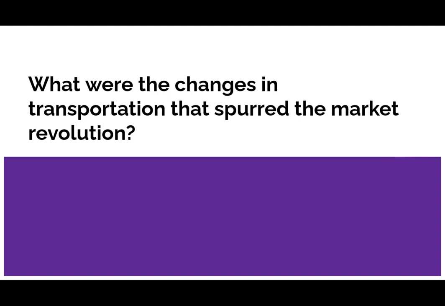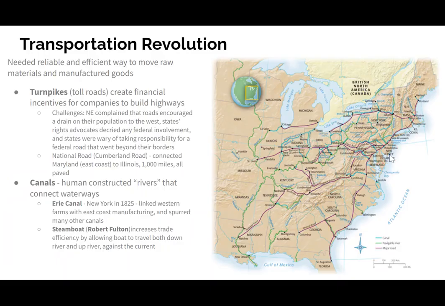Okay, so let's talk about changes in transportation that spurred the market revolution. So the need for a reliable and efficient way to move all these raw materials and manufactured goods is going to be necessary. So turnpikes, toll roads create financial incentives for companies to build highways. Some challenges were that the Northeast complained that roads encouraged a drain on their population to the West. States' rights advocates decried any kind of federal involvement, saying, no, the federal government cannot fund any of these roads. And then states overall were wary of taking responsibility for a federal road that went beyond their borders.